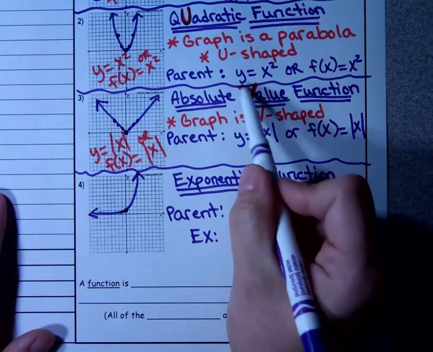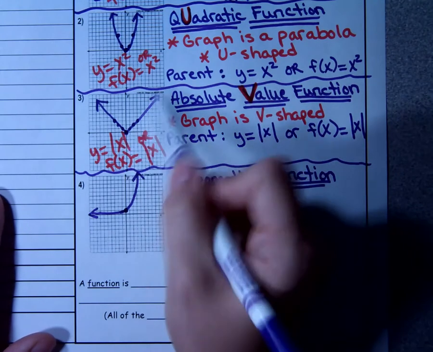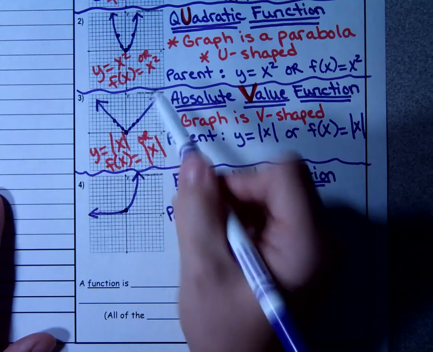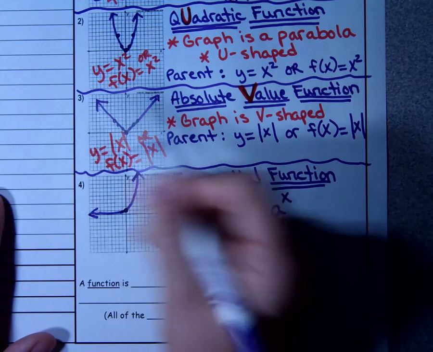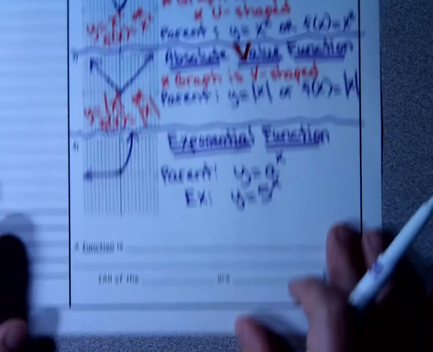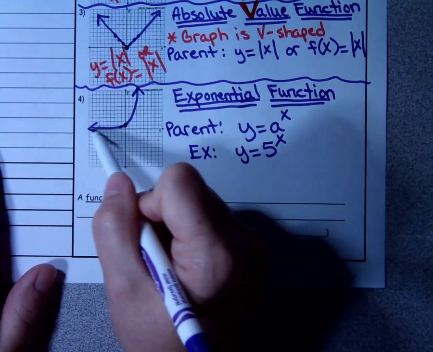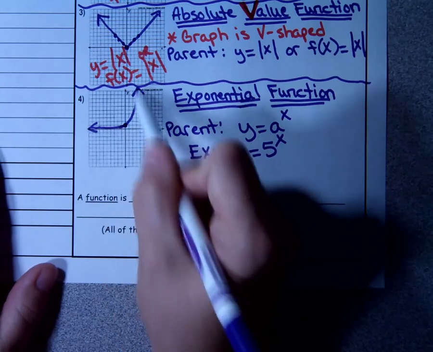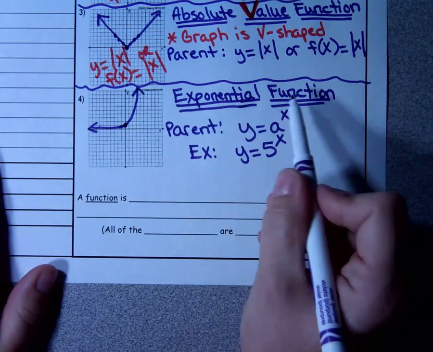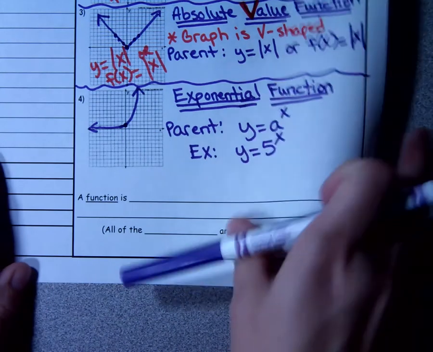This is our absolute value graph. Think of that V in the word value. The absolute value graph is V-shaped, and this happens to be the absolute value parent with the equation of y equals absolute value of x. And then if you have a graph that looks like this one, it comes real close to touching the x-axis and shoots up, that is called an exponential function, and this happens to be the exponential parent.